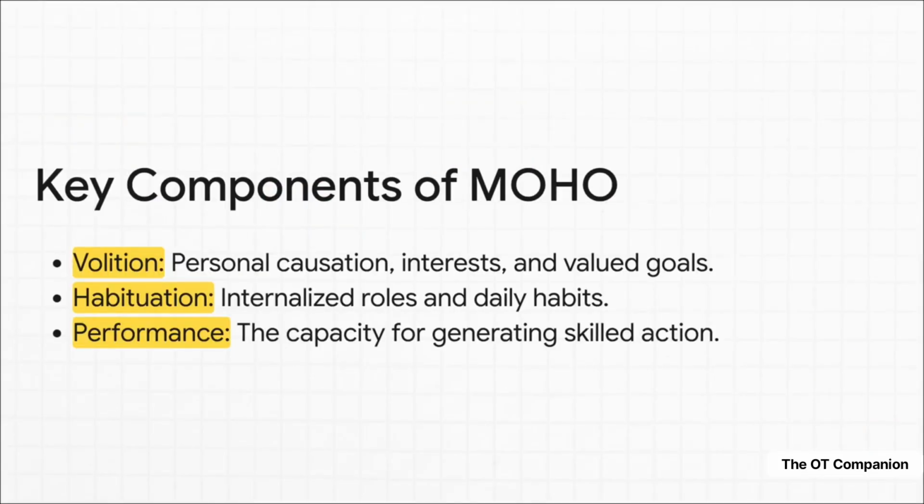Now, MOHO breaks down our internal engine into three key parts. First, you've got volition. This is your why, your motivation, your core values, your belief in your own abilities. Then there's habituation. This is your how, all the roles you play and the habits that put your daily life on a kind of autopilot. And finally, you have performance. That's the what, your actual physical and mental ability to do things. And the key is they're all constantly interacting with each other.